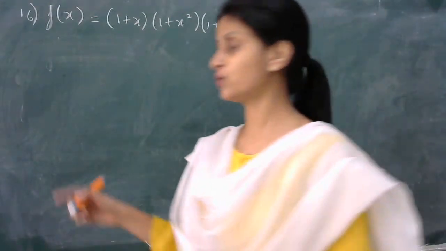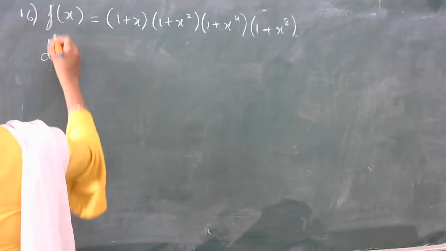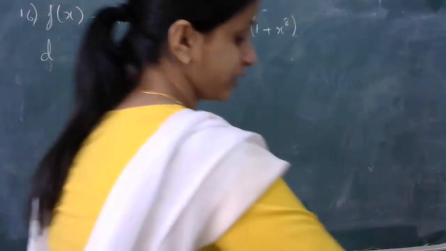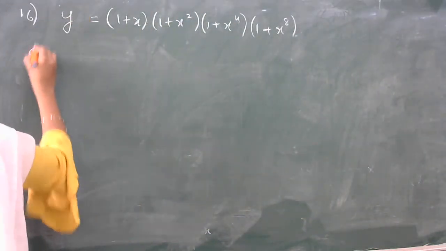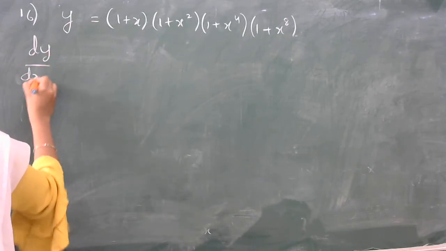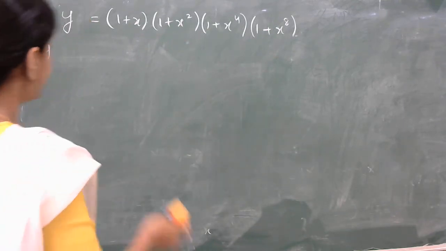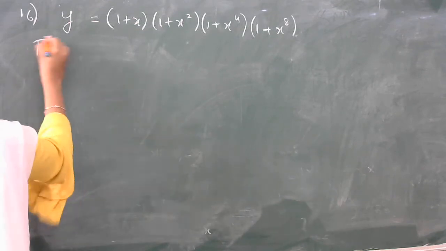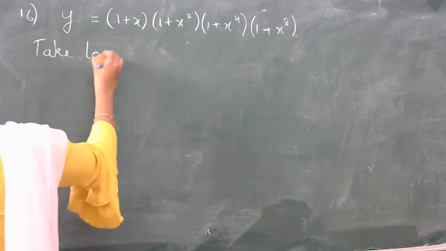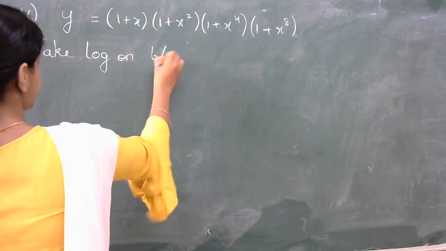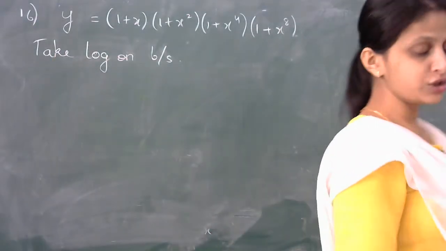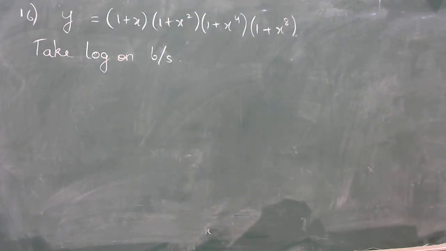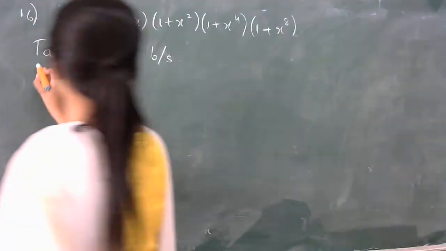Let us first of all find, suppose, for the time being, let me consider it as y. So dy by dx, we have to find dy by dx, right? Before that, what we are going to do? We are going to take log on both sides. I have considered it to be y so that the solution could be easy.